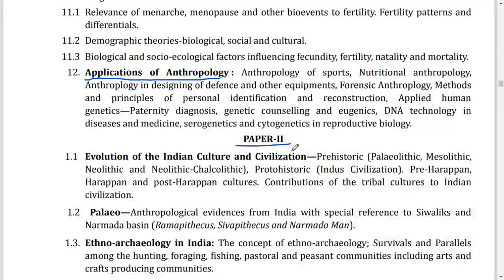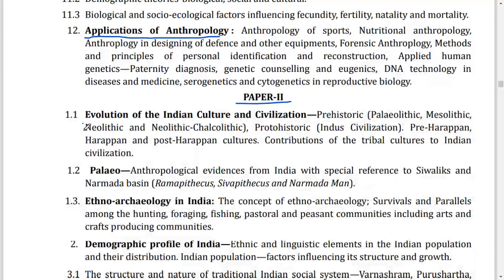Paper 2. 1.1 Evolution of Indian culture and civilization: Prehistoric, Paleolithic, Mesolithic, Neolithic, Neolithic-Chalcolithic, Protohistoric, Indus Civilization, Pre-Harappan and Post-Harappan cultures, contribution of the tribal cultures to Indian civilization.